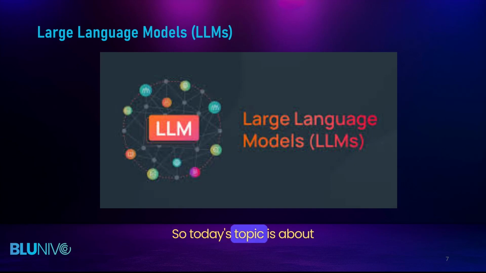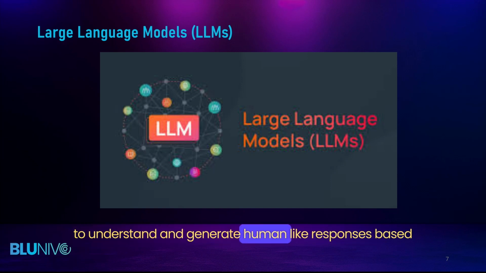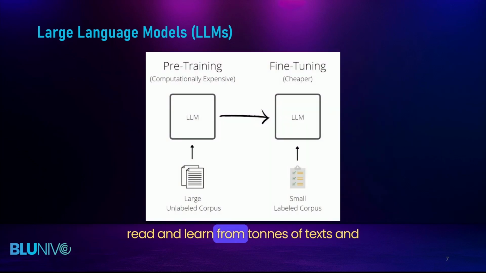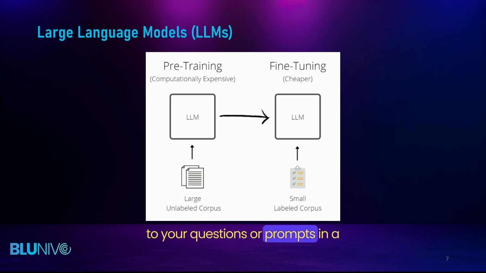So today's topic is about large language models or LLMs. LLMs are powerful AI systems that are designed to understand and generate human-like responses based on a huge amount of text data. Think of LLMs as super smart systems that read and learn from tons of text, and that could be books, articles, and websites. And they basically use this information to respond to your questions or prompts in a way that sounds very natural.